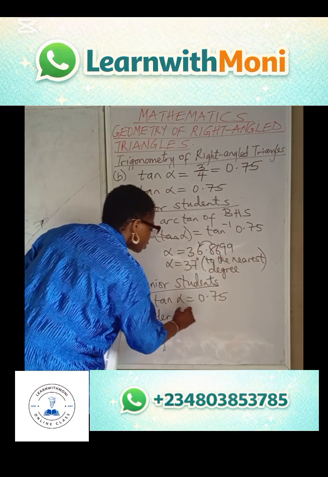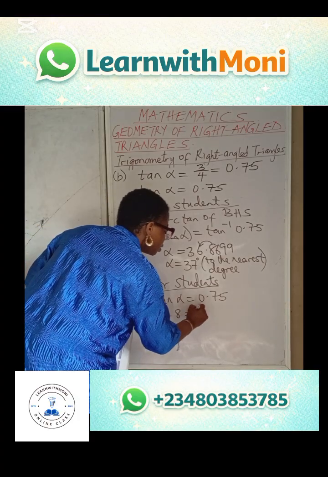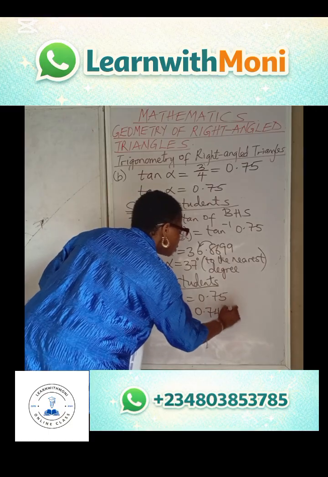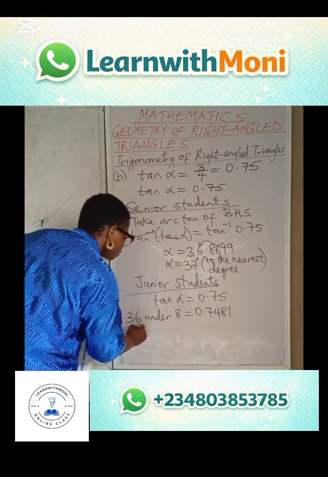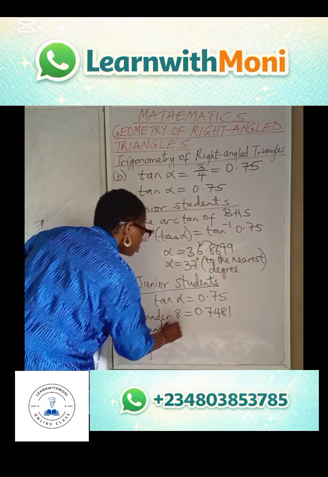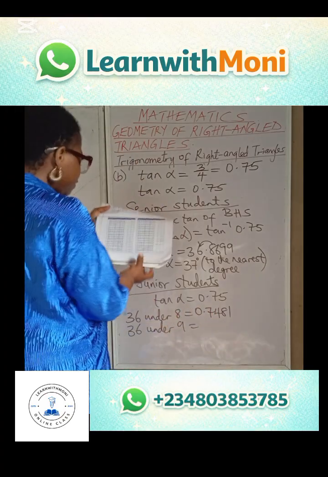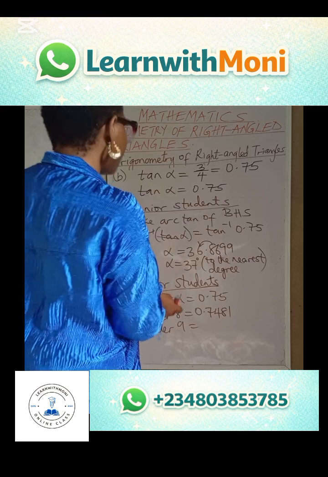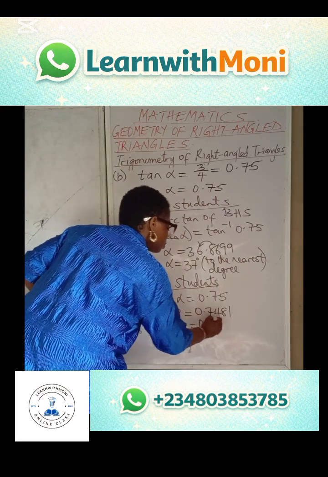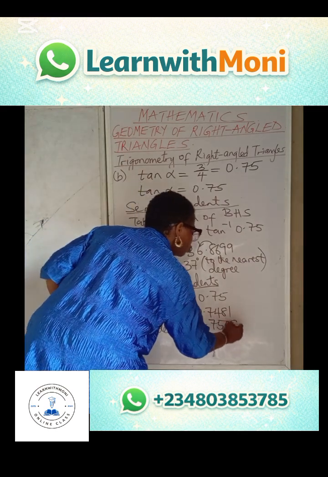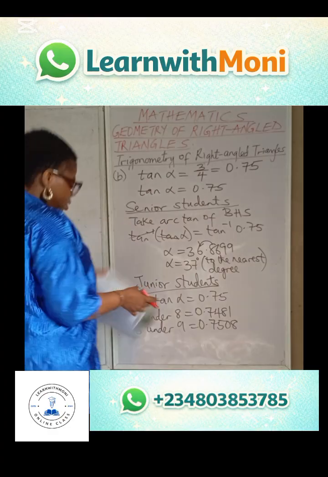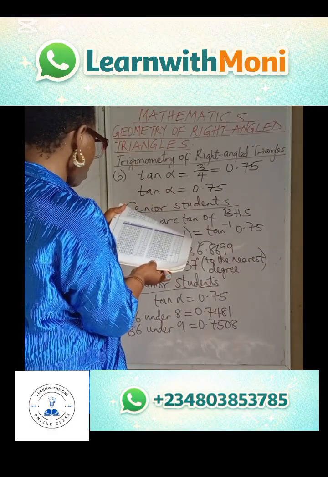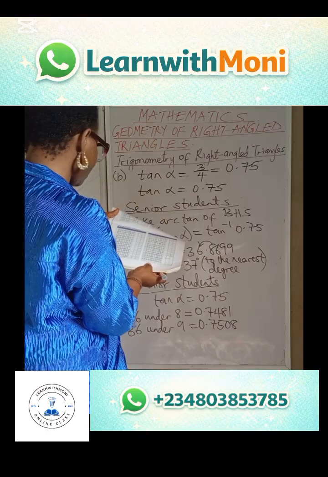8 gives 0.7481, and 36 under 9 gave 0.7508. You can use either of them. In fact, you can still make use of your 37 under 0.